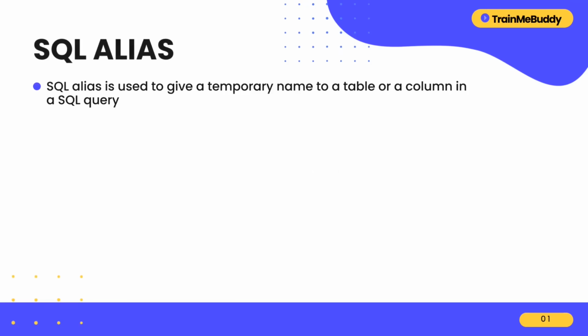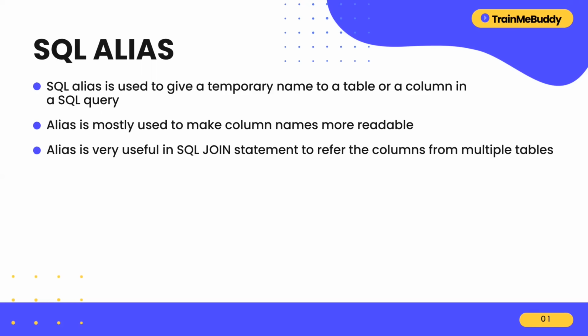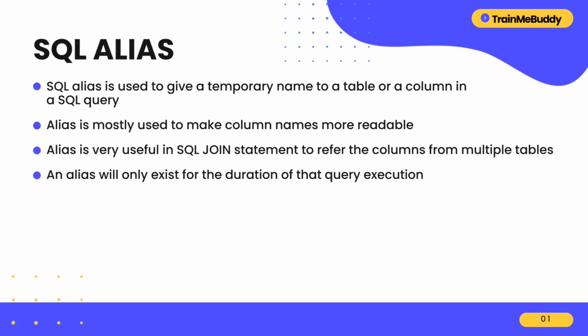So what is SQL alias? SQL alias is used to give a temporary name or nickname to a table or a column in a SQL query. Alias is mostly used to make column names more readable. SQL alias is very useful in SQL join statements to refer to the columns from different tables. One thing to remember is that SQL alias will only exist for the duration of that query execution, but it will not be physically present in a database table. An alias is created with the keyword AS.